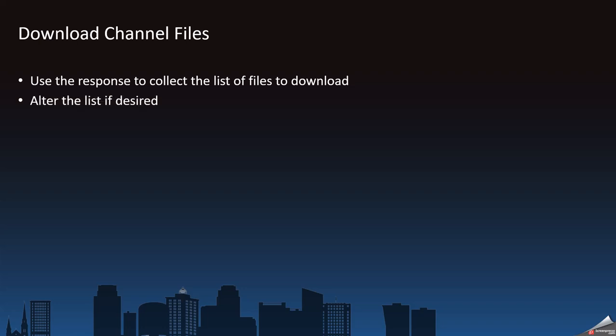So that's for downloading. So we're going to use a response from that file list request to get the list of files that we're going to download. If we want to manipulate that list somehow, we could. So maybe we don't want to download everything for some reason. If you really want to get fancy, you could check that list and compare it to your local folder and delete anything that's no longer on the server. So that's a good way to keep it in sync.